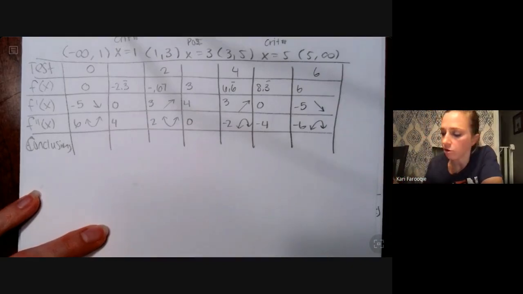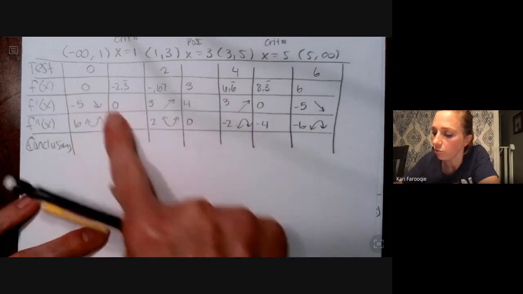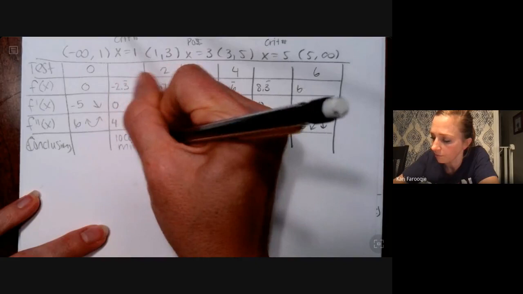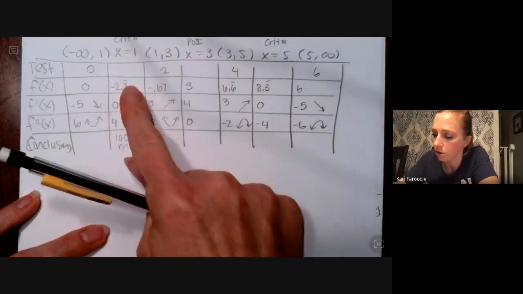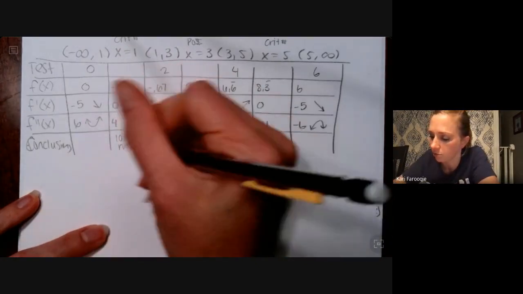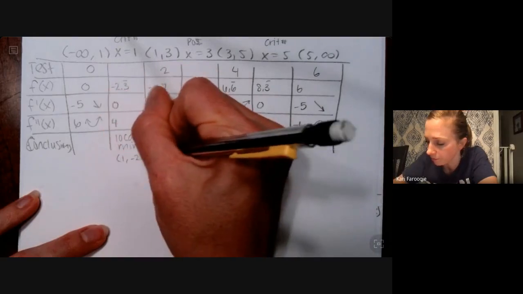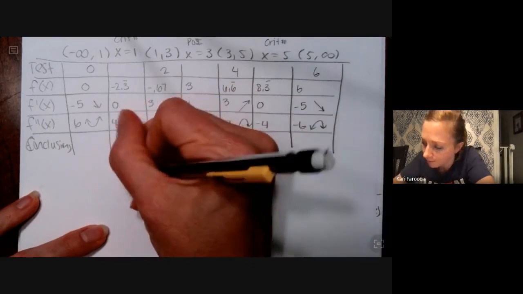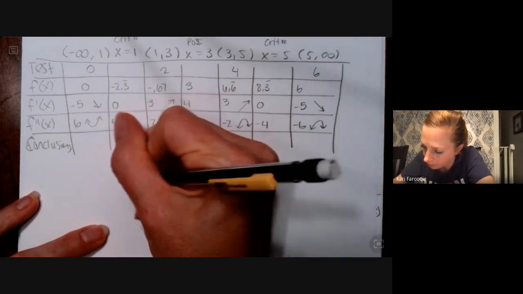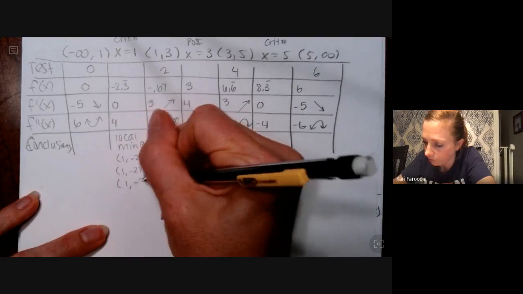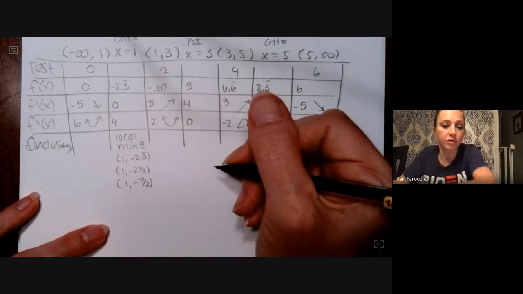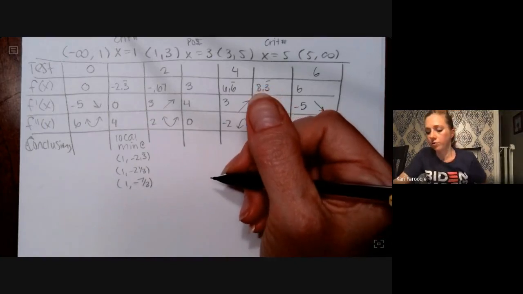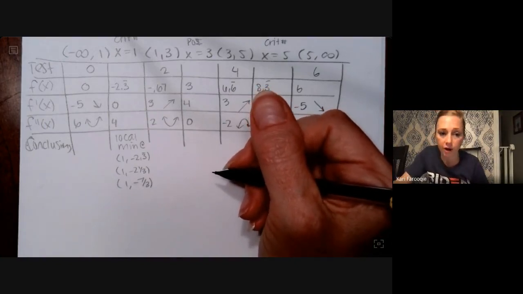Now, my critical number at 1 is representing a local min. I went down and then back up again. That is occurring at 1 and approximately negative 2.3 repeating. That's going to be negative 2 1/3, which is really at 1, negative 7/3. That would be the exact value, but again, you have to graph this value. So you're going to want an approximate value just to graph.